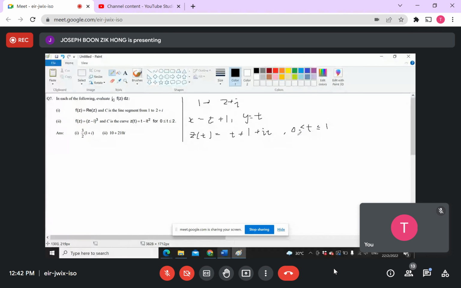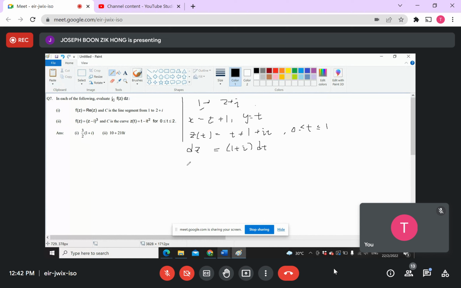When you put 0, you have 1, so this is the first point. When you have 1, you have 2 plus i, which is here, so it should be correct. Now I want to integrate this one. Before that, dz will be (1 plus i) dt.